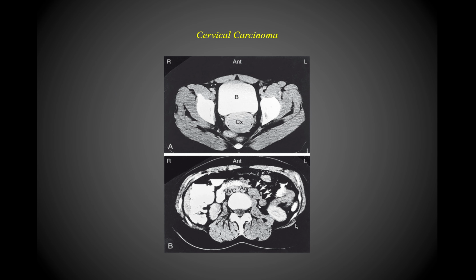Now we have an example of a cervical carcinoma. So we have the bladder located just anterior to the location of the cervix, and notice how large the cervix is. It should not be anywhere near this size, and so this is indicative of a cervical tumor. In this case, it is a carcinoma. It is a neoplasm, so it's a cervical carcinoma. In the image below, this is actually higher up in the abdomen, so you can appreciate the IVC and the aorta, and right along the edge of those two vessels, you see these additional soft tissue masses that you wouldn't normally expect to see. And so these are enlarged lymph nodes as a result of this cervical tumor.